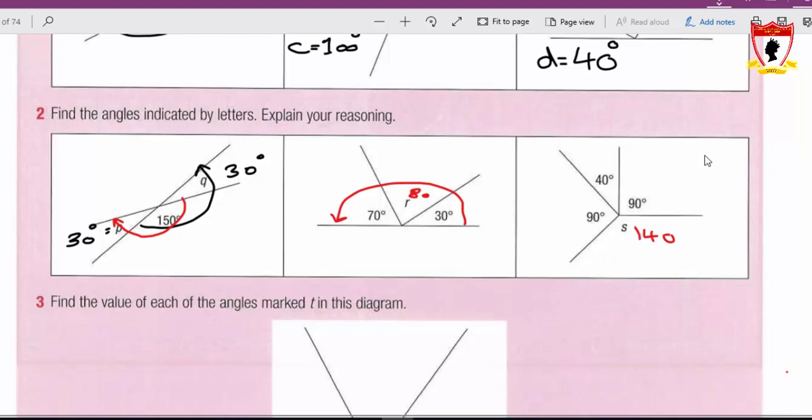To just have a quick check, let's add them. 90 plus 90 plus 40 plus 140. It's 0. 9 plus 9, 18. 18 plus 4, 22. Plus 4, 26, 6 here, 2 there. 2 plus 1 is 3. It's correct.